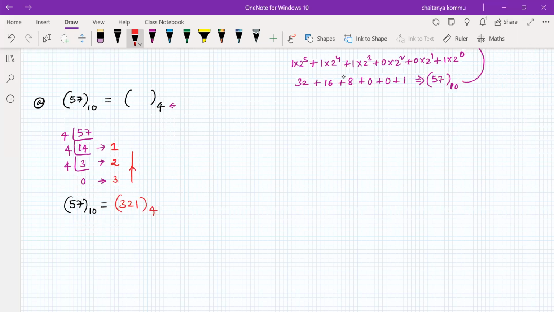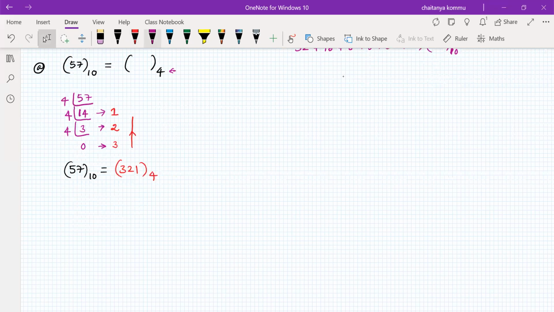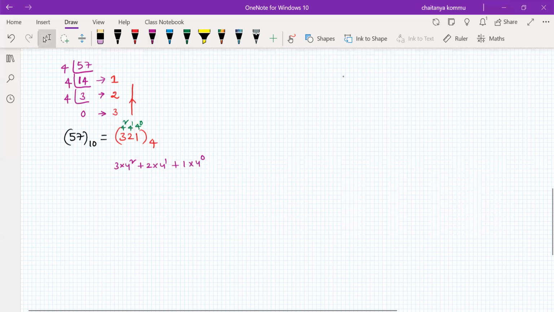Agreed? So we can verify also. There is no doubt at all. So quickly we can verify. What are the positions here? 4 power 0, 4 power 1, 4 squared, right? So we can do 3 into 4 squared plus 2 into 4 power 1 plus 1 into 4 power 0.